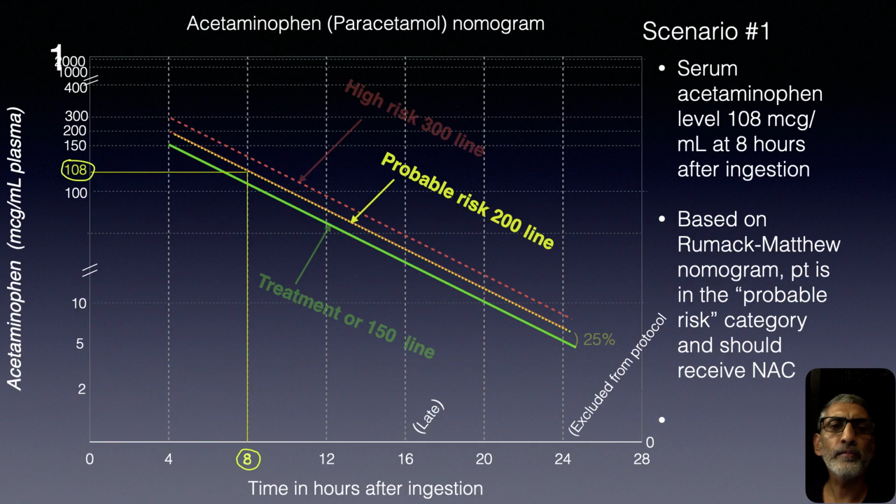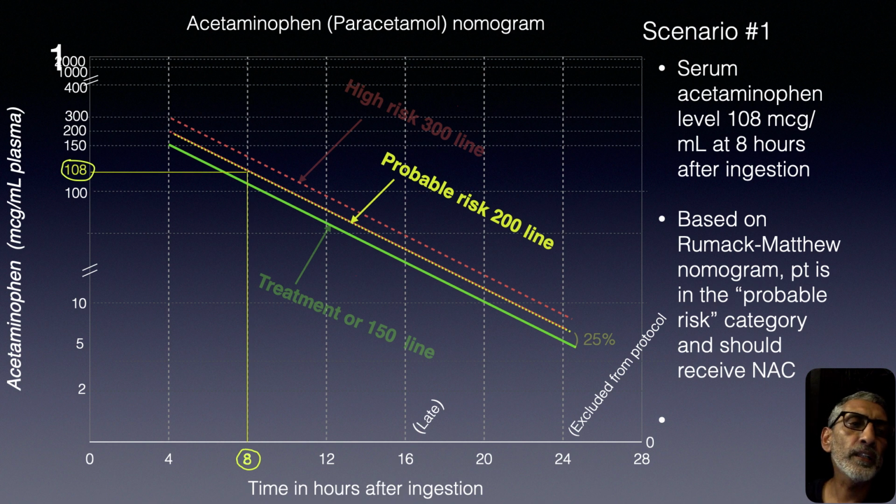So let's look at the graph. For scenario number one, if you look at this graph, the yellow marking on the vertical line is 108 and on the horizontal is 8 hours. For this patient, the level drawn at 8 hours post ingestion is 108 microgram per ml. When you plot this on the Rumack-Matthew nomogram, you see it's touching the yellow line, which basically means there is a probable risk involved here. So this patient should be getting the acetadote treatment.